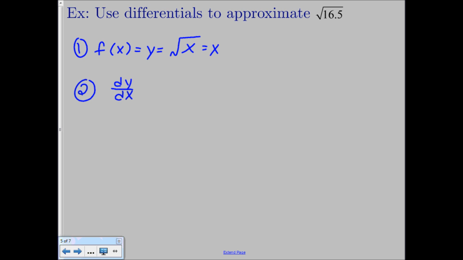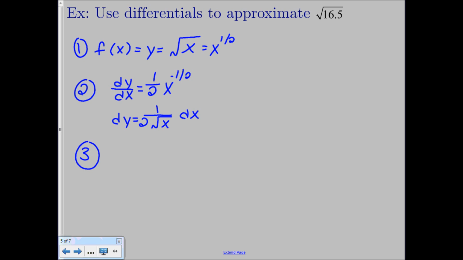We could rewrite this as x to the 1/2 power. And then we know by the power rule that that's just 1/2 x to the negative 1/2 power. And then to find our full differential, all you do is multiply that dx over. So if we rewrite this, we're going to get 1 over 2 square root of x dx. So that's all it is. So now we have our differential.